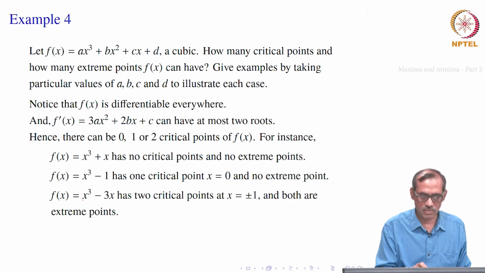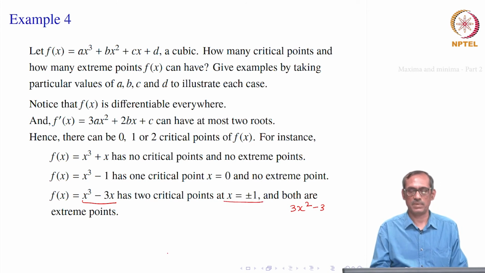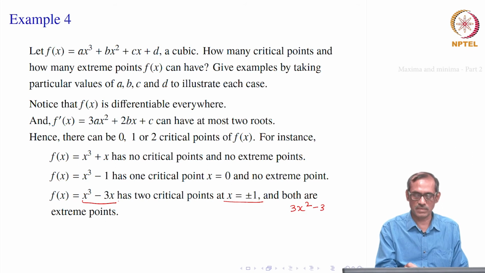If you take x cubed minus 3 x, another example, where are the critical points? You differentiate, it gives 3 x squared minus 3, and if you equate that to 0, you would get x equal to plus or minus 1. These are the critical points. So, there are 2 critical points: first 0 critical points, next 1 critical point, next 2 critical points, and here both are extreme points. That is clear from x cubed minus 3 x.